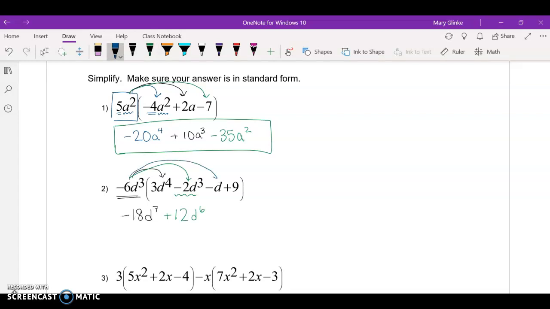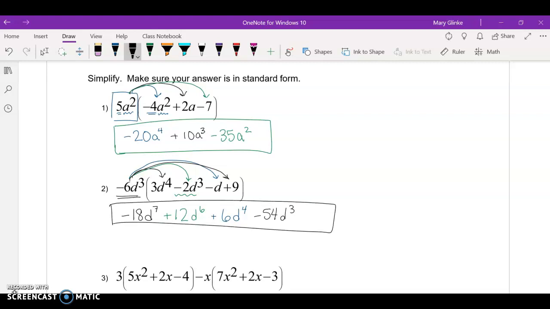We're doing negative 6d cubed times negative d. So the negative 6 times the negative 1 becomes a positive 6. We have 3d's plus 1 more makes 4 in total. And then our last one here, negative 6d to the third times 9 would become a negative 54, and then d to the third power. So this is already in standard form because it has every degree in decreasing order.